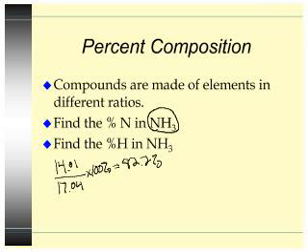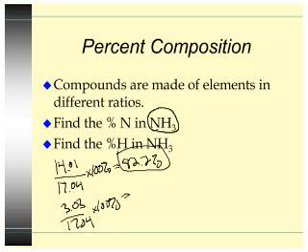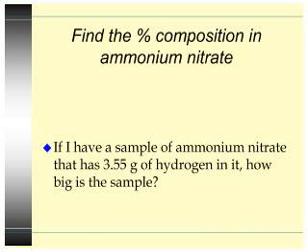Find the percent H in NH3 would be simply 3.03 over 17.04 times 100%. Or you can simply take 100 minus 82.2, and you would get 17.8%. Either way works. Make sure you show your work, though. Don't just write something down.